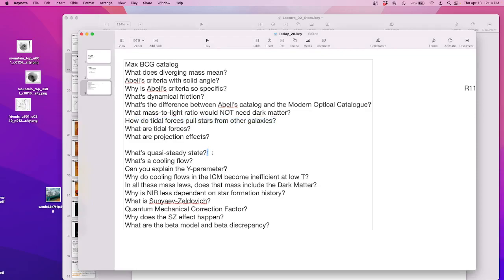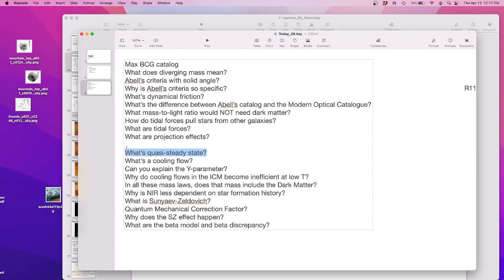Let's see. This is all stuff that I'm not going to get to until later, but I'll go through them because I have them up. What is quasi-steady state? So steady state means that the time derivative actually goes to 0, and that thing will stay put forever. Quasi-steady state means that the time derivative is small, but not 0, so it'll stick around, but not forever.